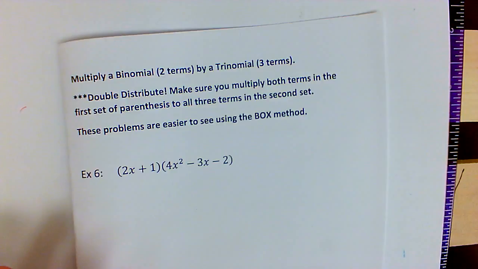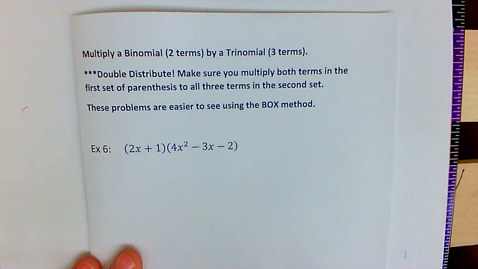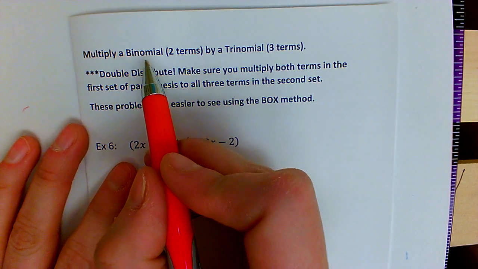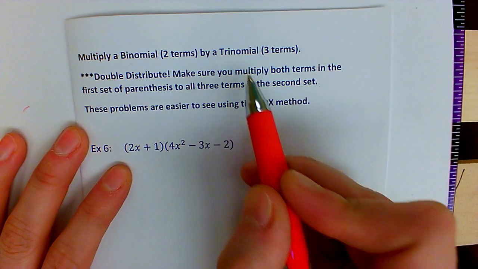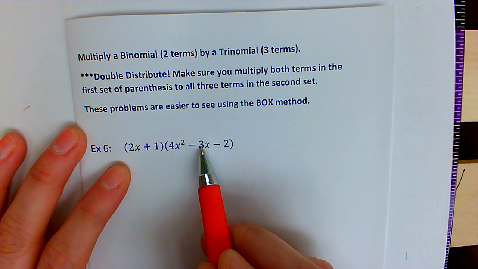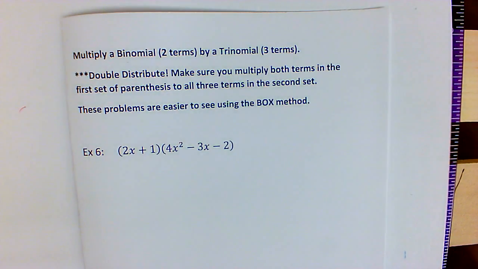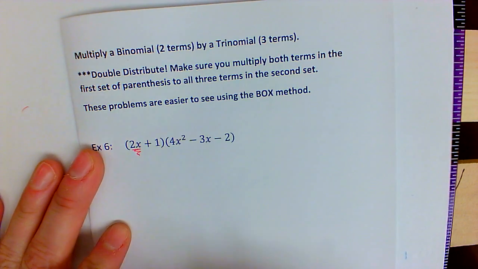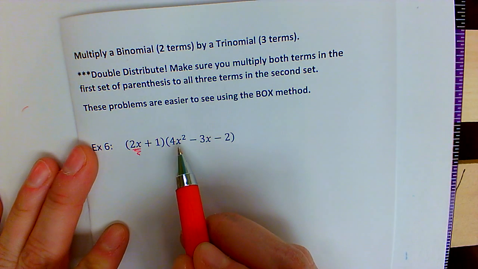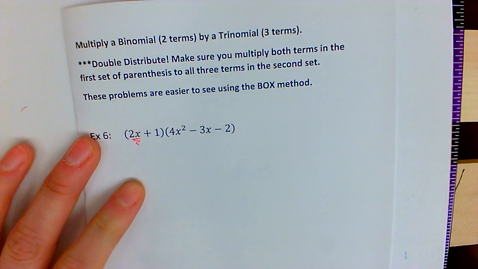Okay. All right. Now we're going to change things up a little bit. Now we are multiplying a binomial, which means it's got 2 terms in its set of parentheses, times a trinomial, which is 1, 2, 3 terms. Well, this is the same thing as double distribution. So I'm going to take the 2x in the first set of parentheses, but I've got to make sure I multiply it to all 3 terms in the second set.